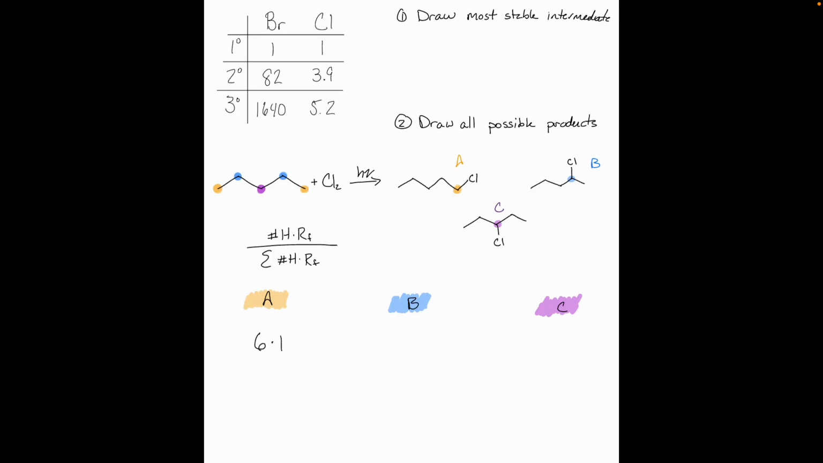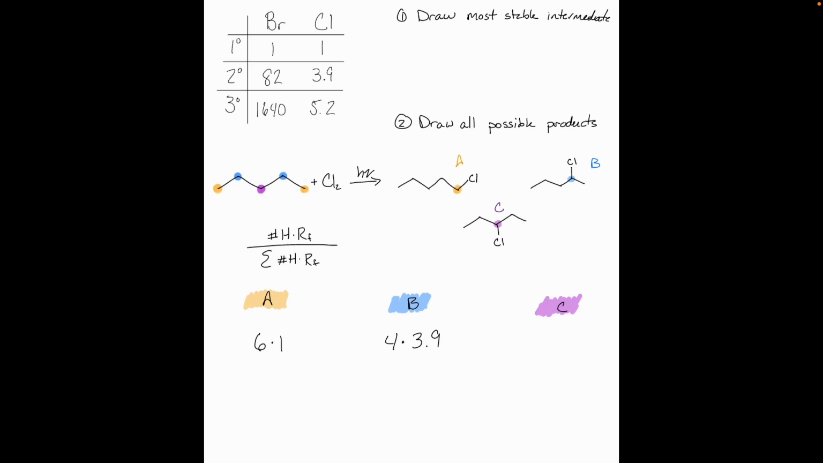I'm going to go across and figure out what the numerator is for each one, because that's what we're going to be summing up at the end, all right? So then how many hydrogens are there in group B, in the blue group? 4. And what's the reactivity for group B? 3.9.